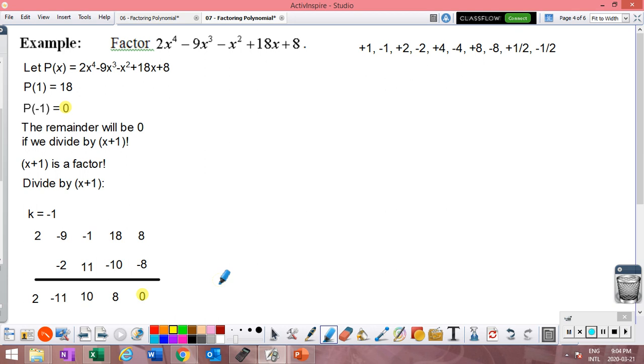If you don't get 0 here, you've either made a mistake in your synthetic division. Maybe your k value choice is often the mistake. Sometimes people forget to change the sign there. Or you did your substitution wrong here, so you've got to go back and check the substitution. That can happen too. All right, big moment.